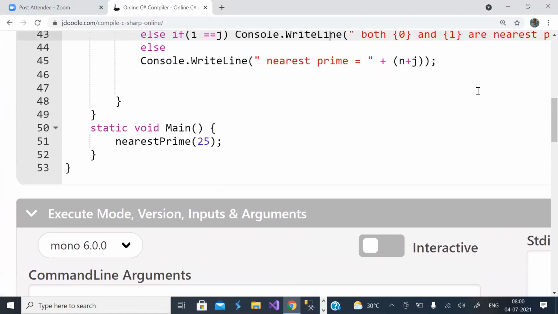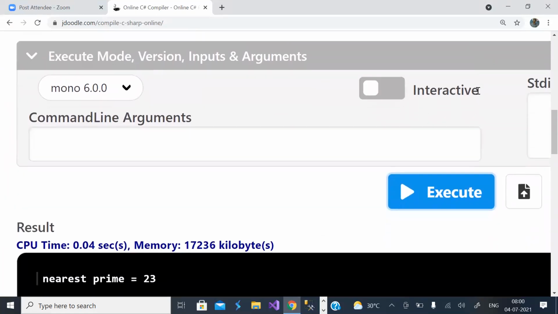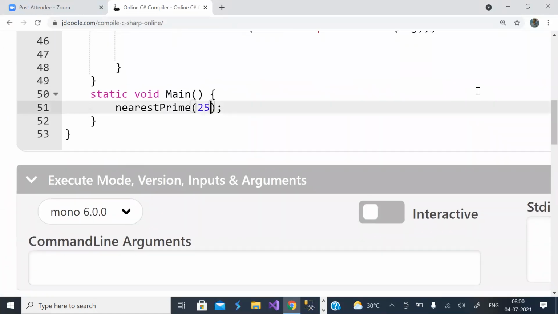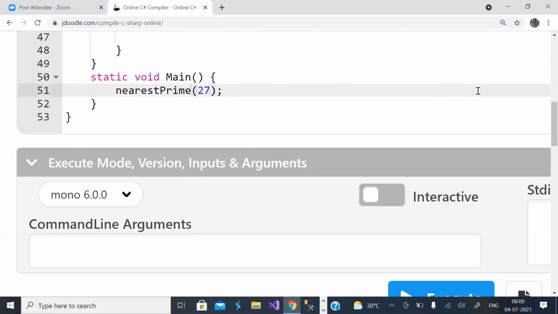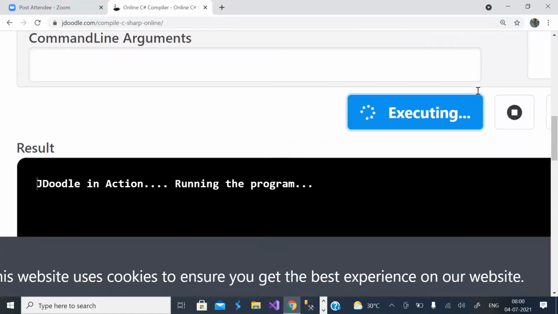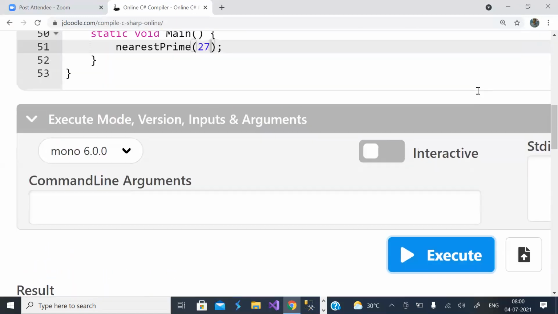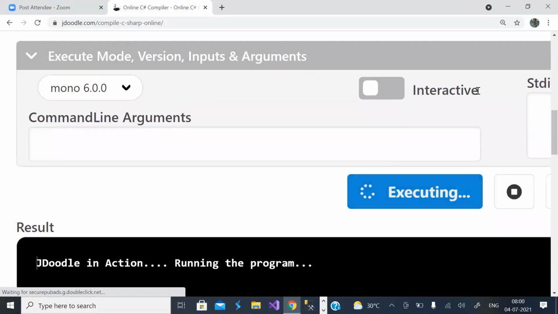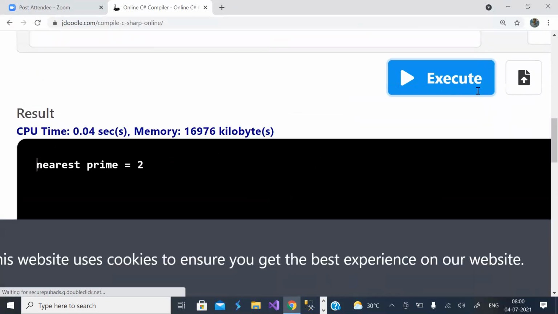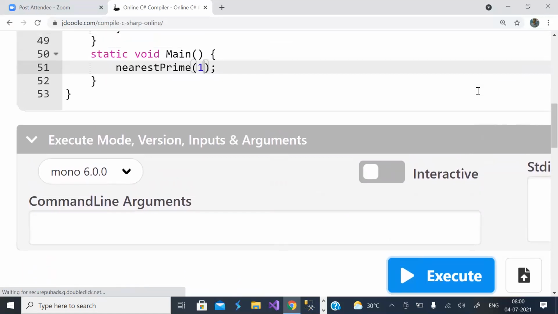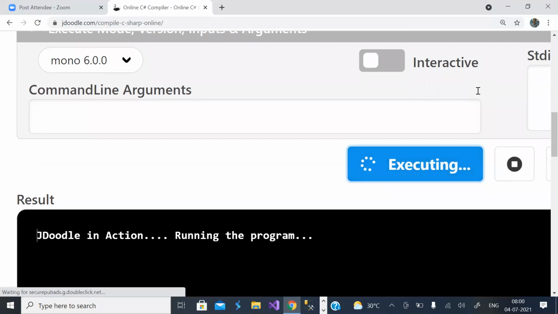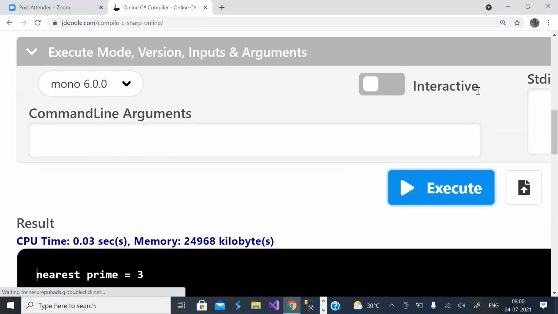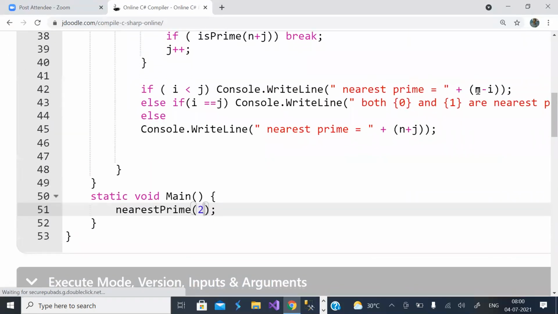Okay, for 25, nearest prime is 23. I'll take 27. Nearest is 29. I take special cases. 1: it is 2. One more special case. I take 2: this is 3. Okay. So hope you understand it.